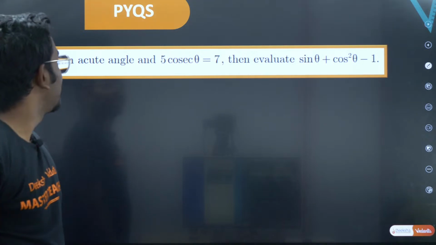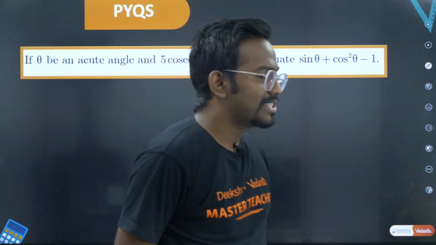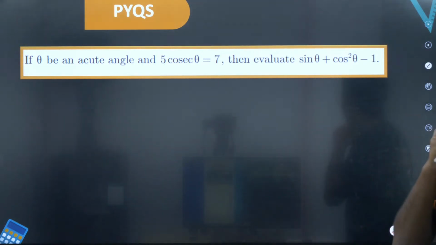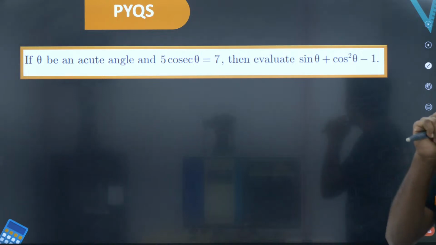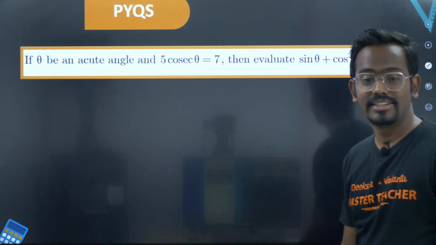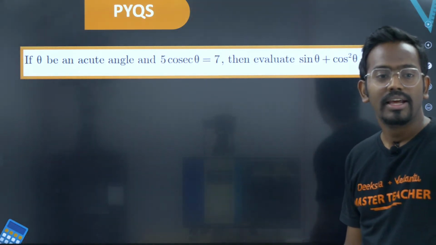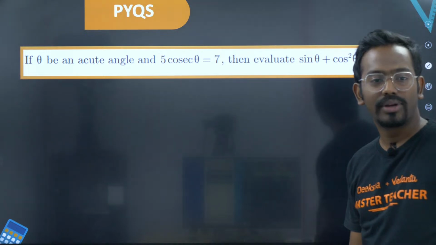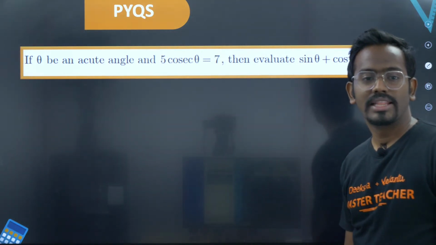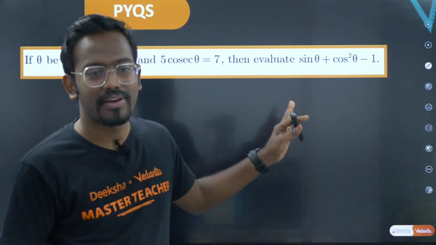If theta is an acute angle and 5 cosecant theta is equal to 7, then sin theta plus cos square theta minus 1 is equal to what? Okay, Infinity in 1 has answered it, both of them. Well done, guys. Even Android X has answered it. Super. If theta is an acute angle, 5 into cosecant theta is equal to 7, then I want you to evaluate this value.